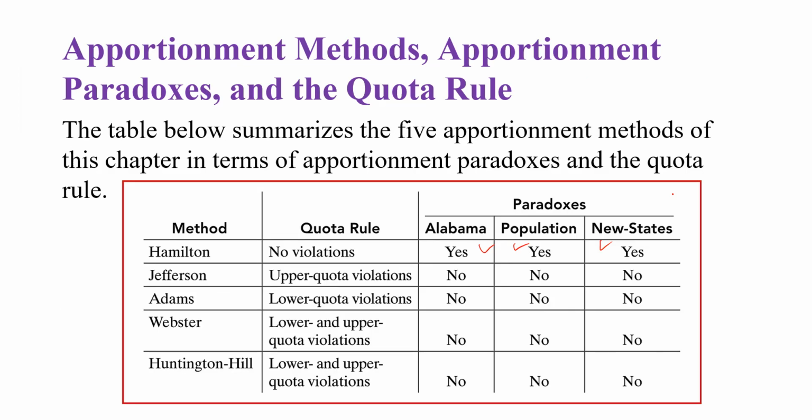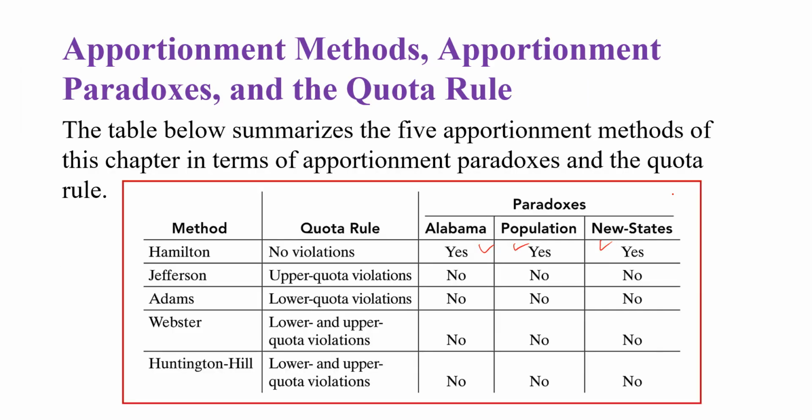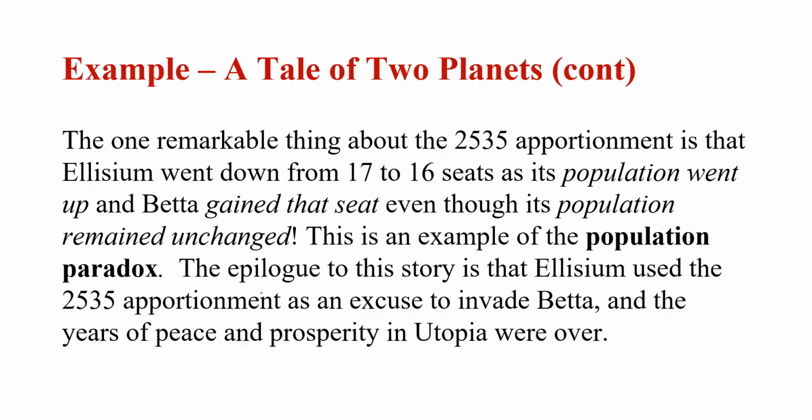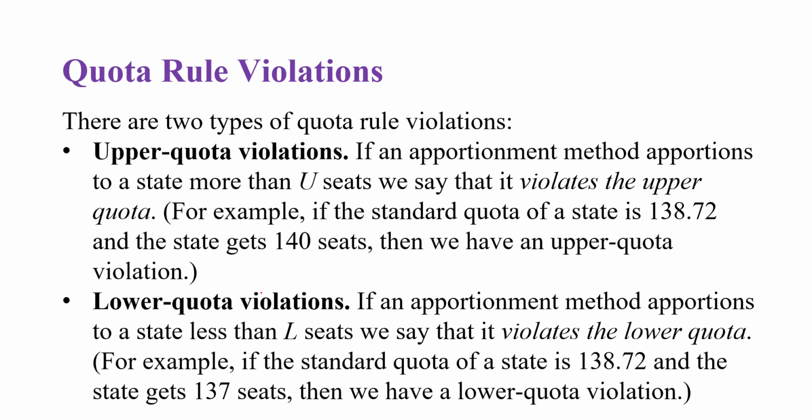And we are talking about Adams method here. So you can have a lower quota violation with Adams rule. Let's go back to see what the lower quota is. Any apportionment method that gives a state less than L seats violates the lower quota rule. So we went from 138.72 and only got 137 seats. So it's going to fall below the lower quota.